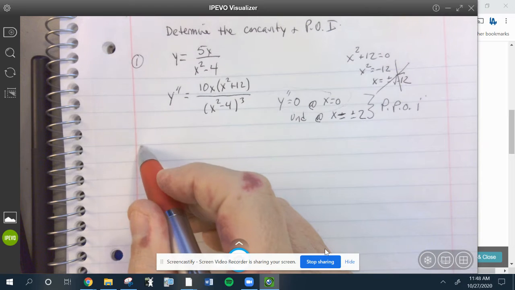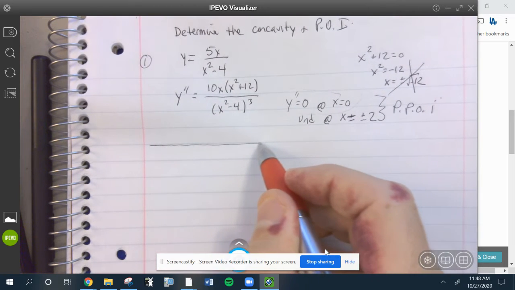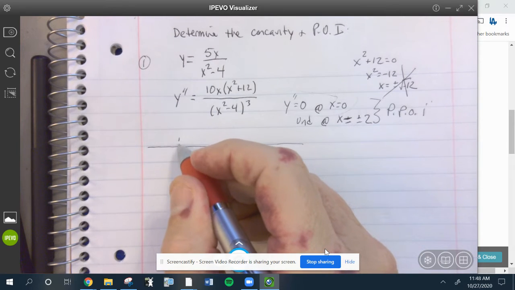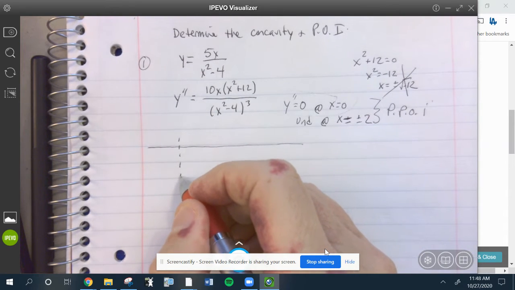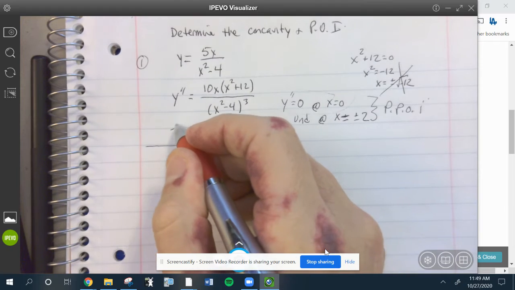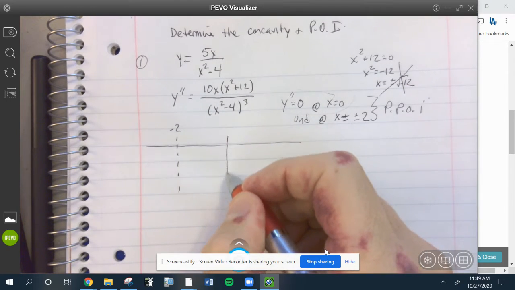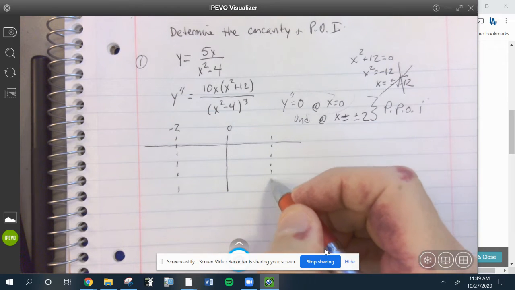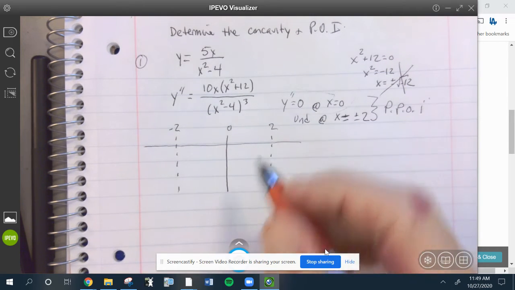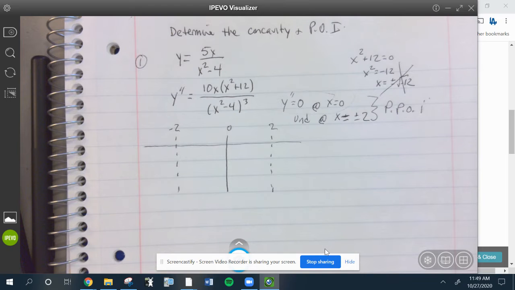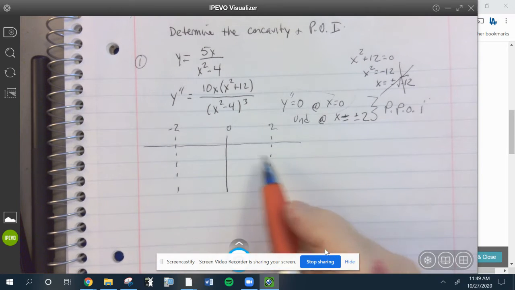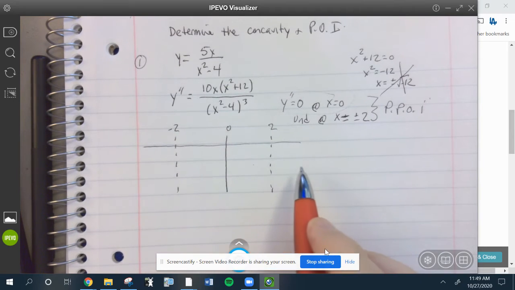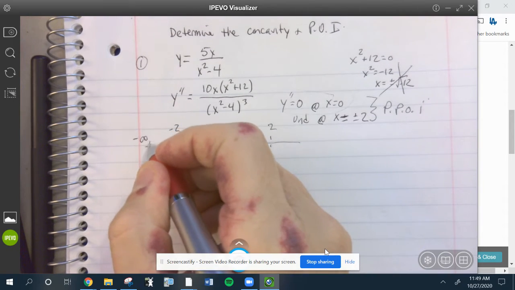Now, when you draw your chart, make sure that you include the asymptotes, plus or minus 2, but include them as dashed lines so you'll know you're not going to call them points of inflection, because you can't have a point of inflection where there's no point. And there can't be points at asymptotes. But you need to include them because anything can change. So you can change concavity at asymptotes. So here we go.